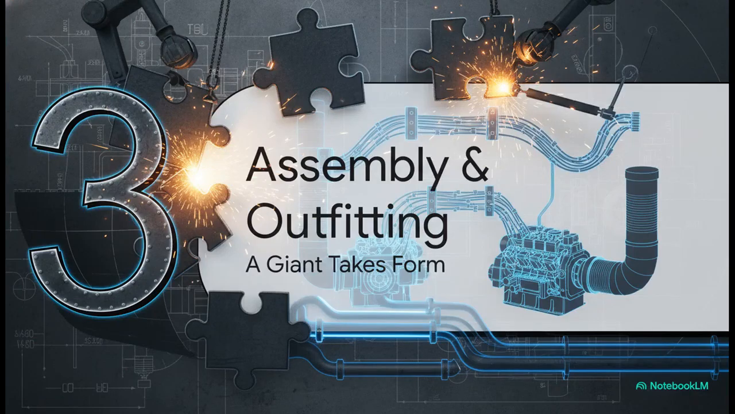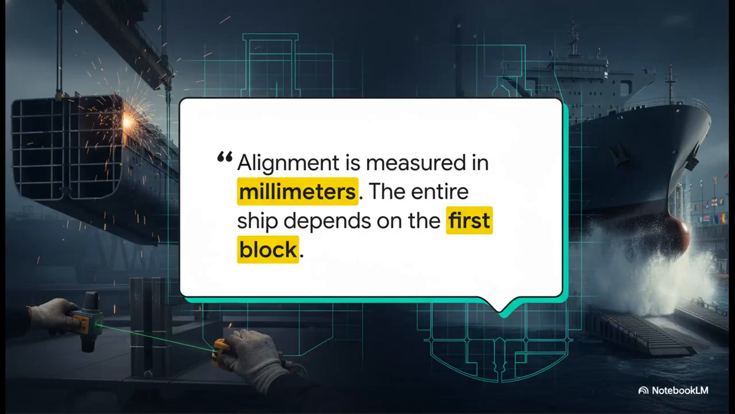All right, so we've got our giant puzzle pieces. Now for the really cool part, assembly and outfitting. This is where the giant actually starts to take form. It's where this empty steel shell gets a heart, a brain, a whole nervous system. The saying in the shipyard is all about precision on a massive scale. Think about it.